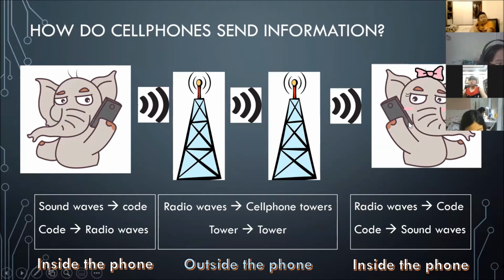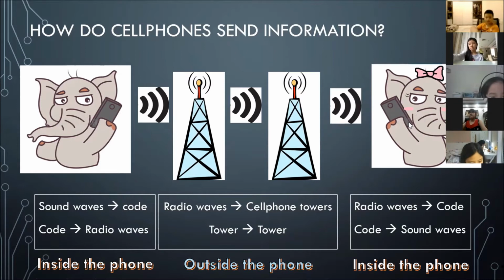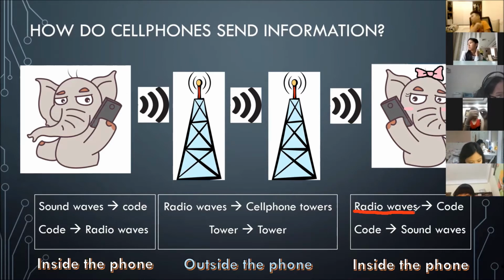Inside the phone, the sound waves are converted into code and from code into radio waves. And then outside of the phone, that information is transferred to the cell phone towers, to tower, to tower, to satellite, to tower, until it reaches Mrs. Elephant's phone. Once it reaches Mrs. Elephant's phone, Zhang, can you tell me about an information transfer that happens inside Mrs. Elephant's phone? Now she's received it as radio waves. The code. Yeah, it gets changed into code, and then from code into what? What kind of energy does she hear? Exactly. Cool. Thank you, Zhang.